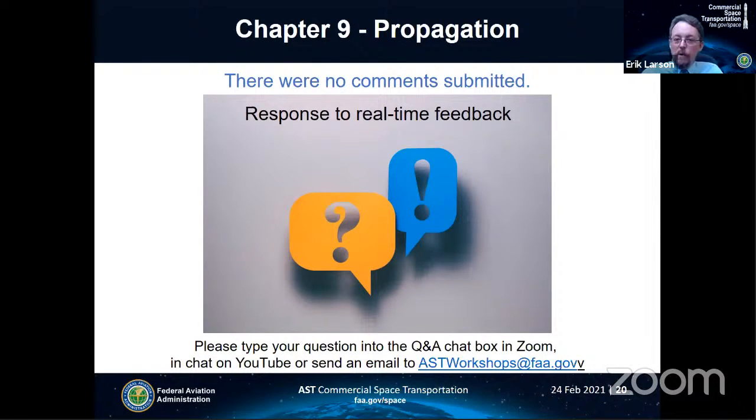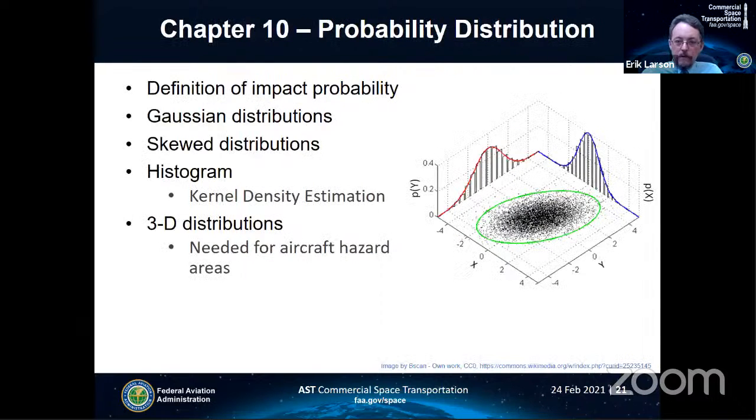Okay, so let's move on to the next chapter, chapter 10. Chapter 10 talks about probability distributions, since, of course, failure events have a lot of uncertainty about what is actually going to happen when a failure or breakup occurs. This chapter defines what impact probability is and discusses three different ways of developing distributions of impacting debris. One is to use a Gaussian approach, a bivariate or trivariate normal distribution. But for some cases, that doesn't characterize the debris distribution sufficiently.